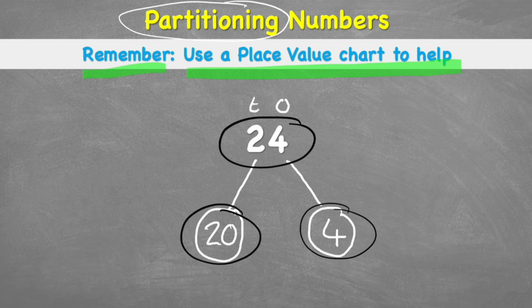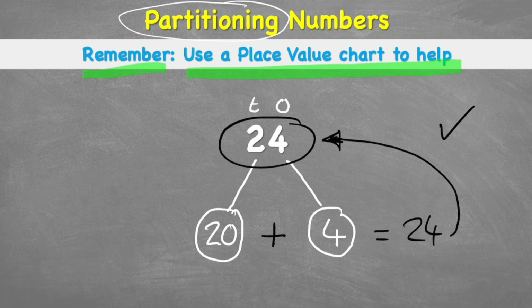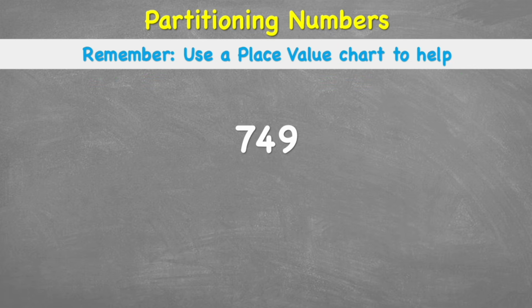Simple, right? And I can always make sure I partitioned it correctly by just adding these sections back together and seeing if we get back to the original number. So 20 plus 4 equals 24, and 24 is the same as my original number, so I know I've done that correctly. Let's move to a slightly harder example, 749.